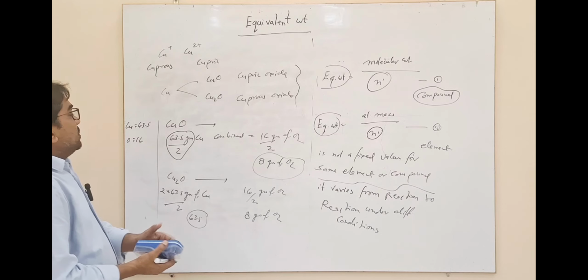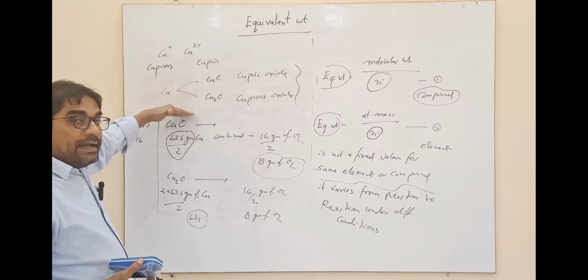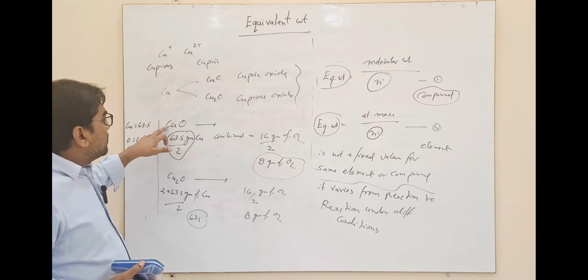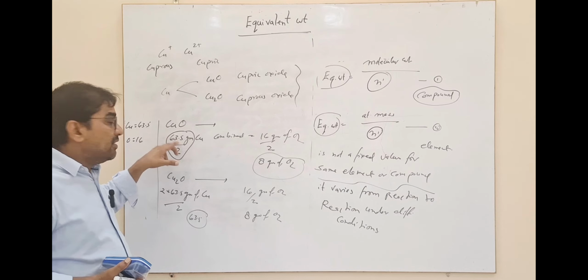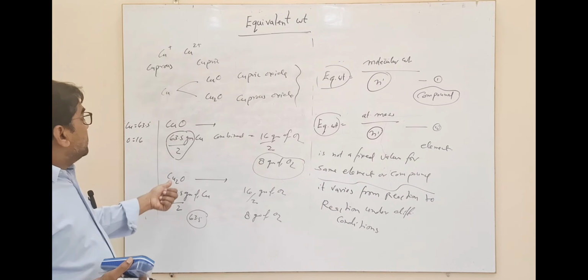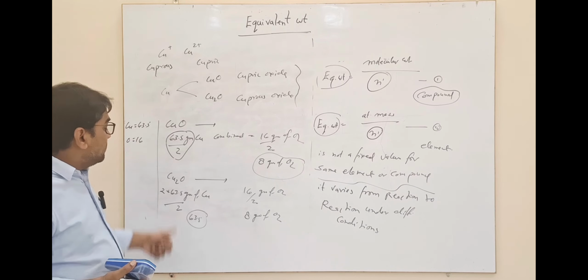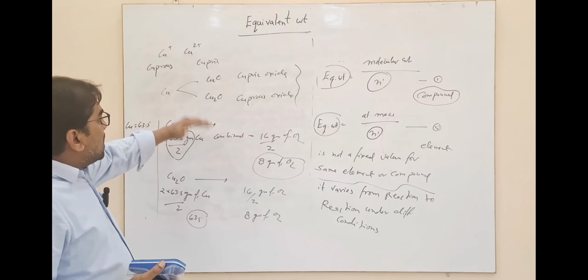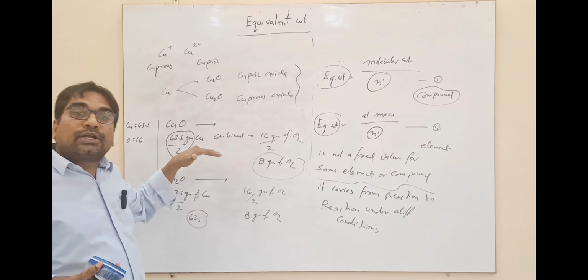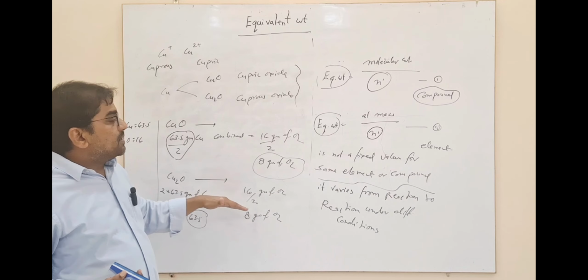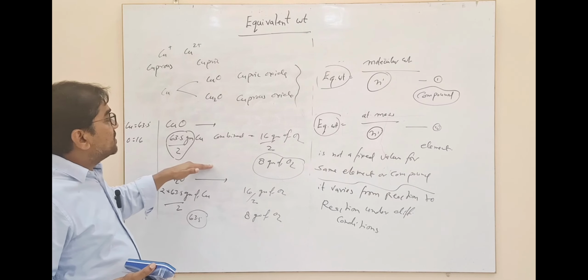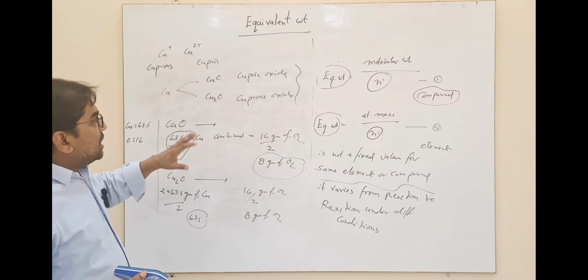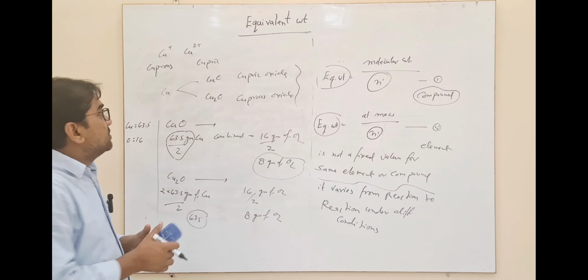63.5. So in cupric oxide, the equivalent weight of copper will be 63.5 by 2, while in cuprous oxide it will be 63.5. So elements also change their equivalent weight as per the reaction or as per the conditions. The equivalent weight gets changed.